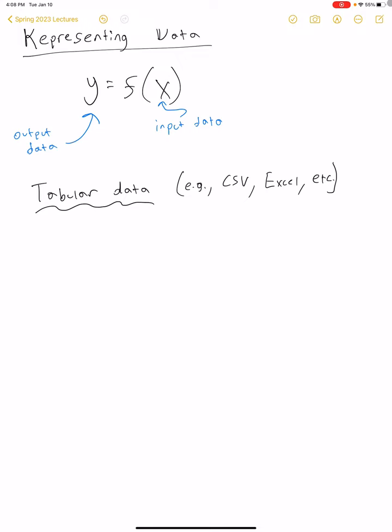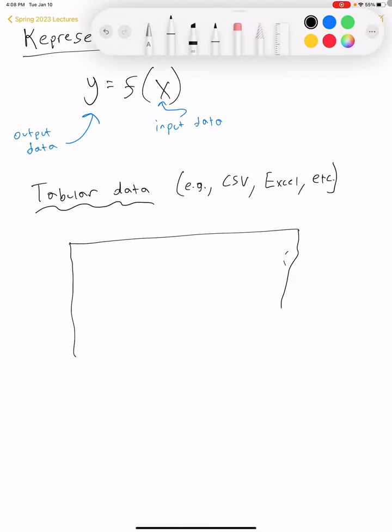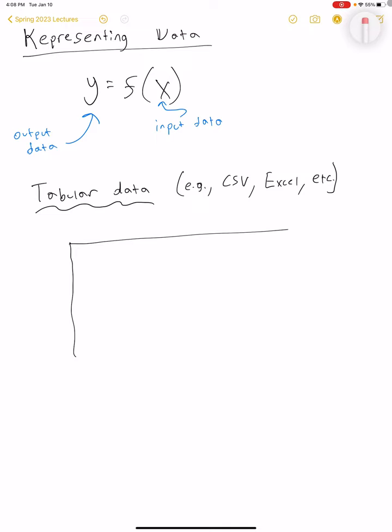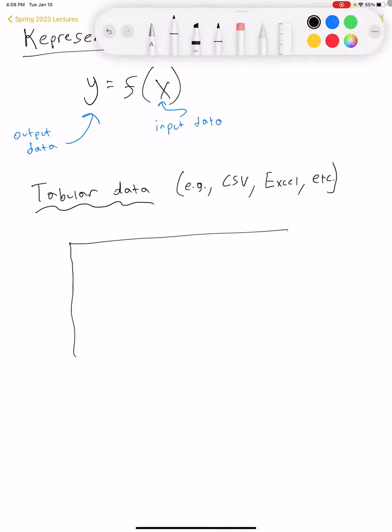So tabular data, as the name suggests, whoa, that is not a straight line. One second. I'm going to post these online, so I don't want it to be so messy.